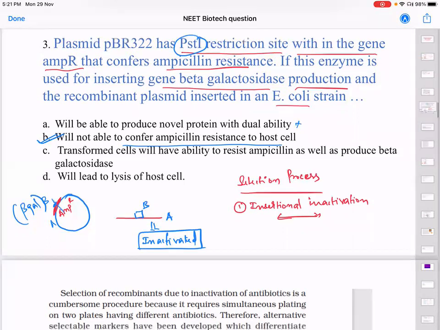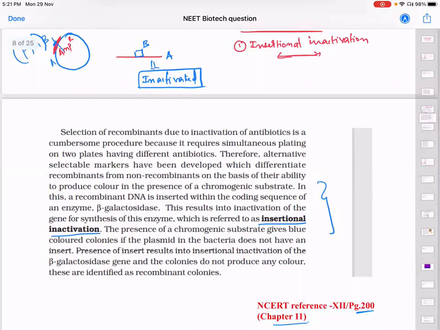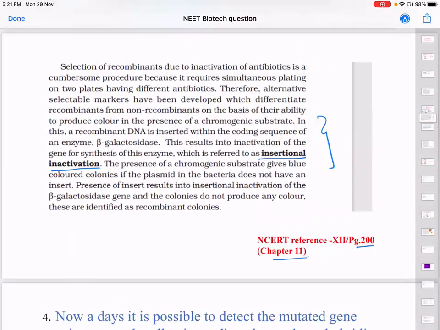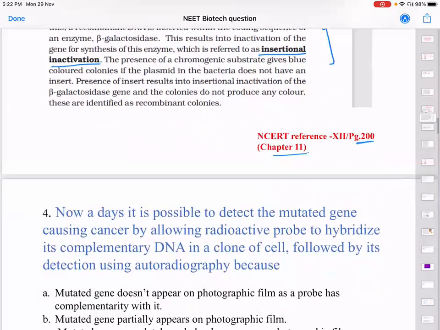I hope I am done with this question. You have to understand what insertion inactivation is, and you have to apply the concept in the above question. And with insertion inactivation and blue-white screening, people might play with these concepts. So what we need to know is the basic concept. Once you have understood it, whatever form the question comes, we'll be able to apply those concepts and get the correct option.